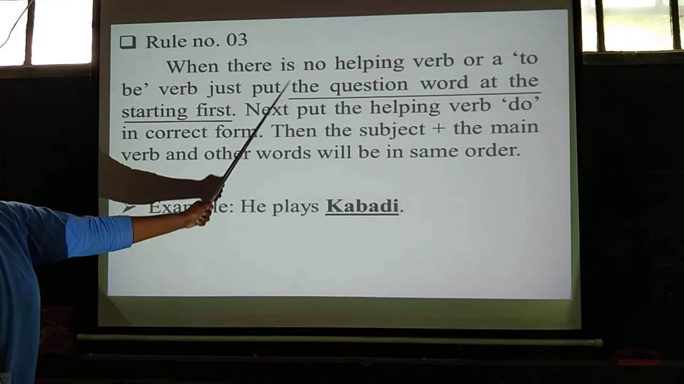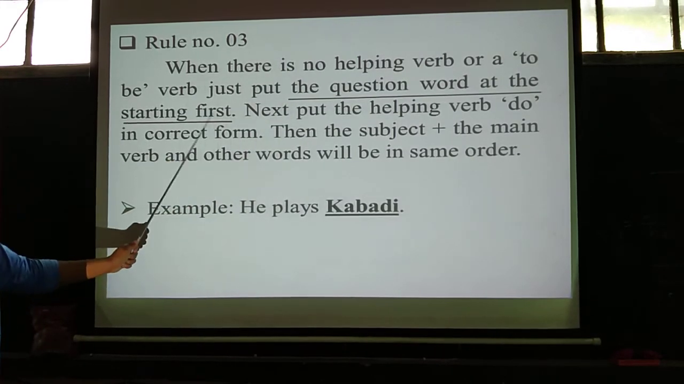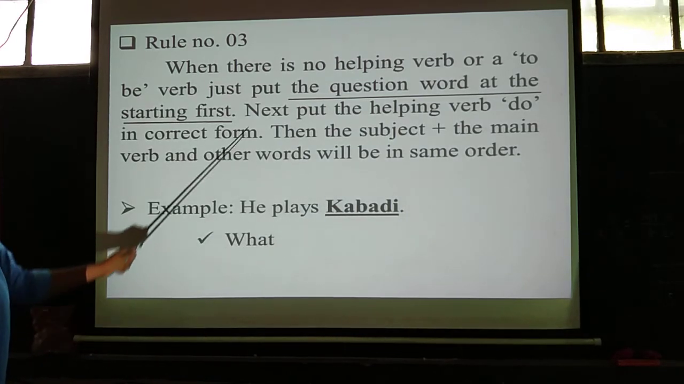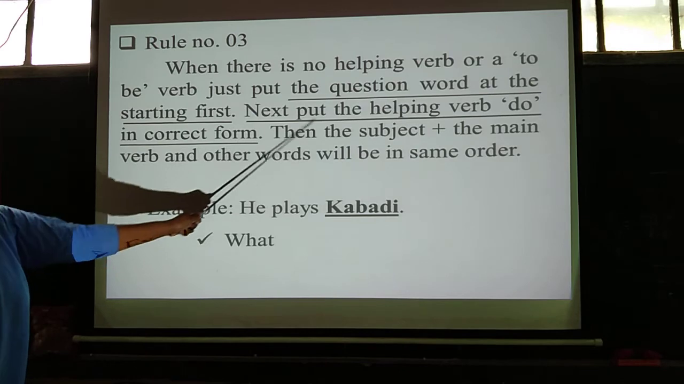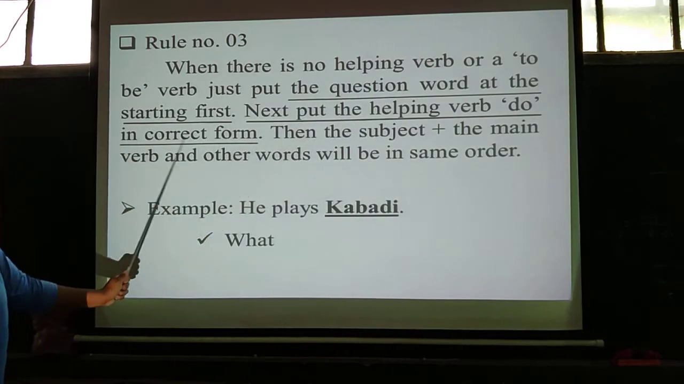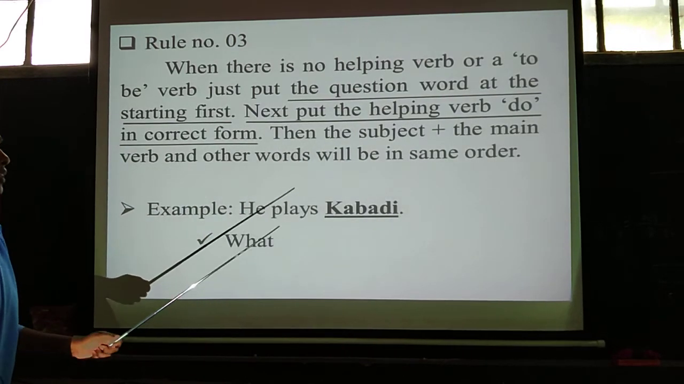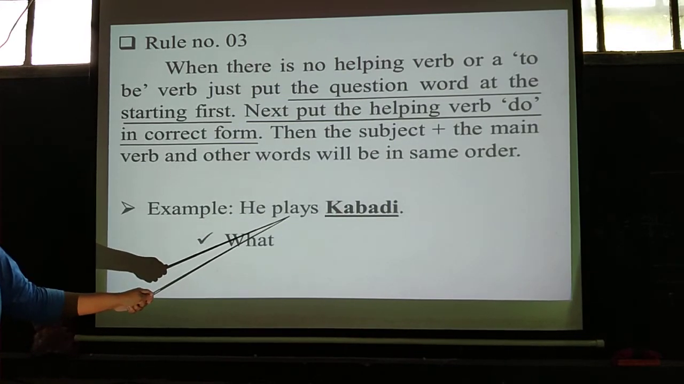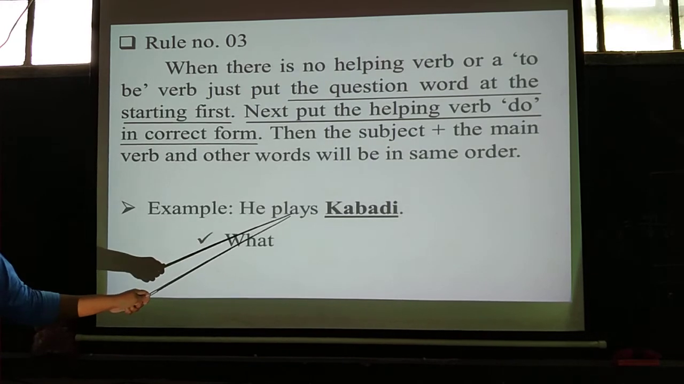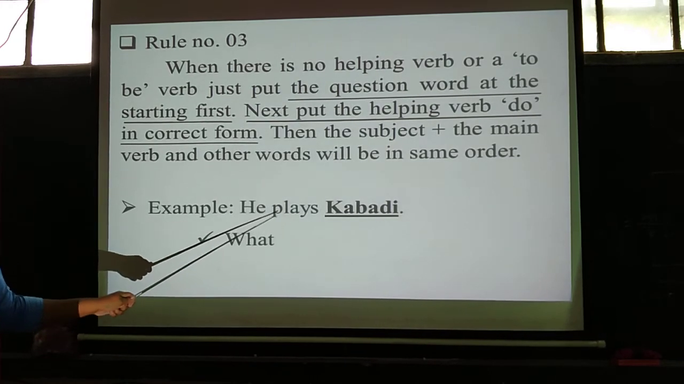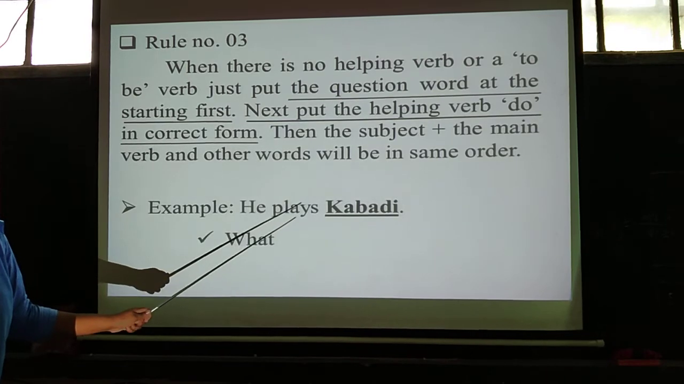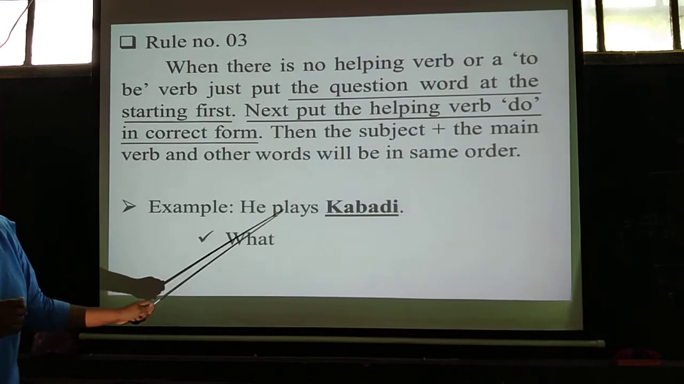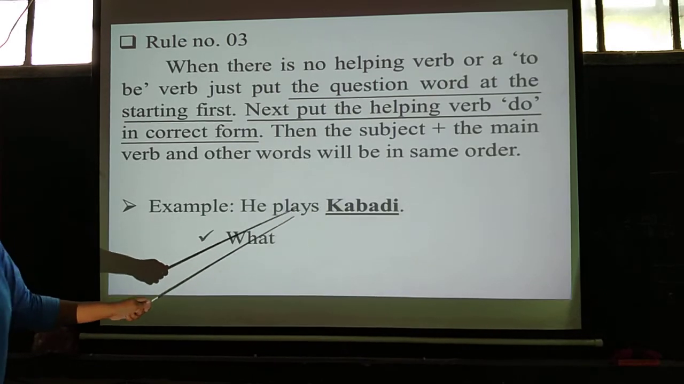First, we have to put the question word at the starting. It's a name, so we can use here what. Next step, next put the helping verb do in correct form. You have to remember one thing, that when the main verb is in present form, you have to use do. But if the main verb is in past form, you have to use did. Again, if the main verb is with s, you have to use does.